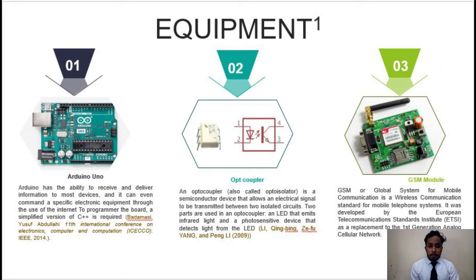Next, optocoupler. An optocoupler is a semiconductor device that allows an electric signal to transmit between two isolated circuits. Two parts are used in an optocoupler: the LED that emits light, and the photosensitive device that detects the light from the LED.